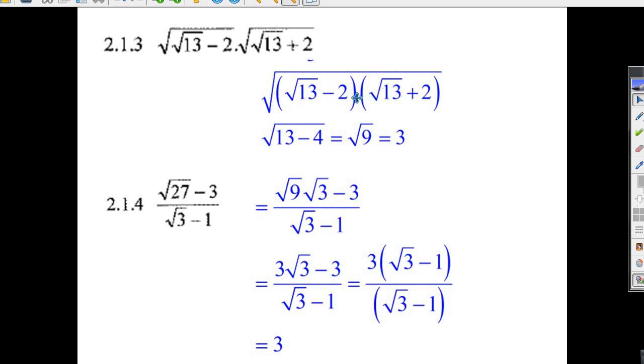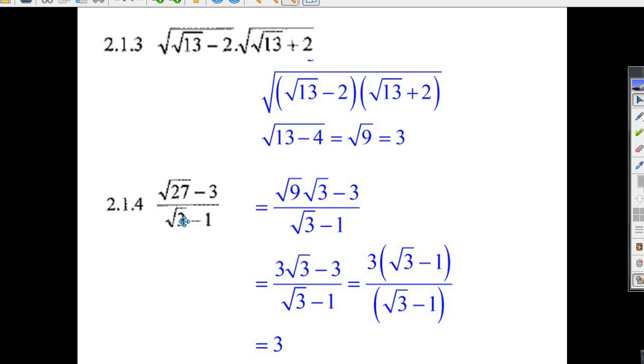And now this is just a simple FOIL thing, and a minus and plus. You get negative 2 times positive 2, that gives you minus 4. Root 13 times root 13 is 13, but the outside and the inside cancel. This is a difference of squares. That's why it's working like this. Oh, and isn't this nice? Because 13 minus 4 is 9, and the square root of 9 is 3.